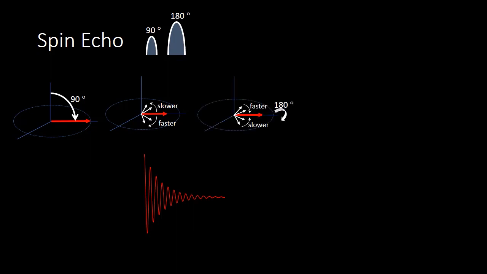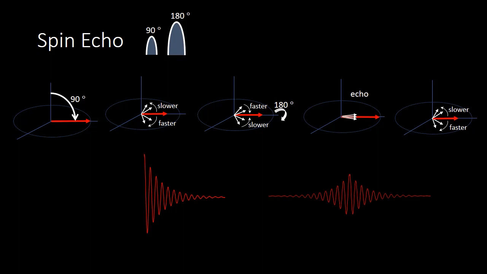But what we can do is apply a 180-degree pulse around the y-axis, and that allows us to switch the phase of the spins that are moving fast and slow. So what was previously fanning out now starts to fan back together. And that produces a signal echo. And the signal echo gives us more information that we can use in our imaging. And the exact amplitude of that signal echo is dependent on T2 relaxation.